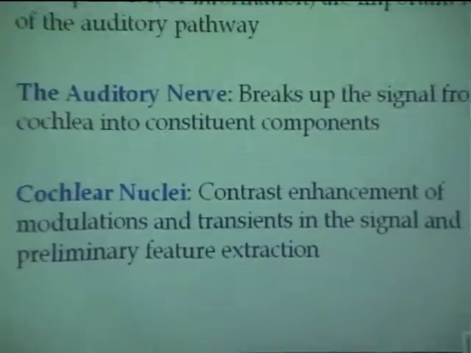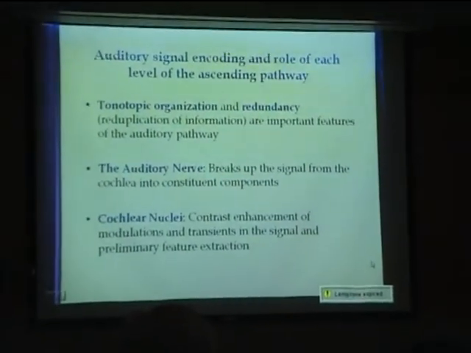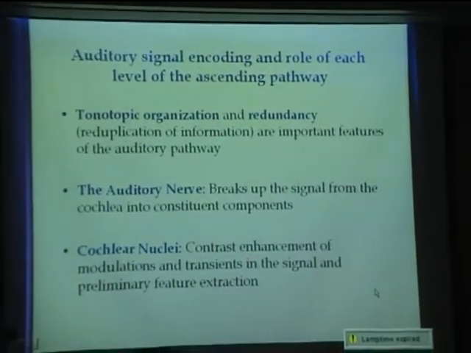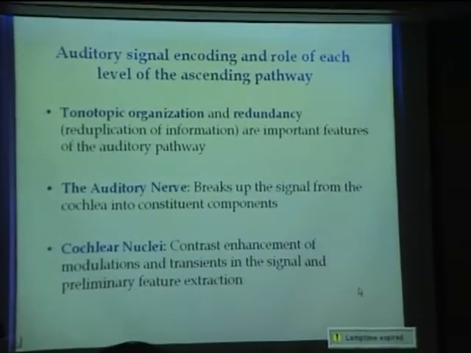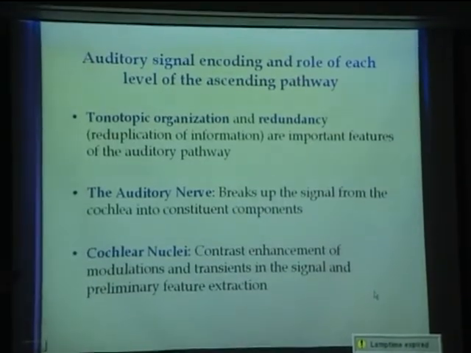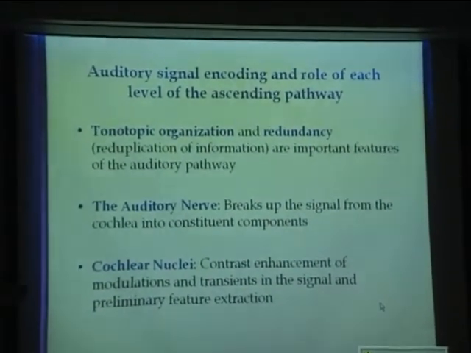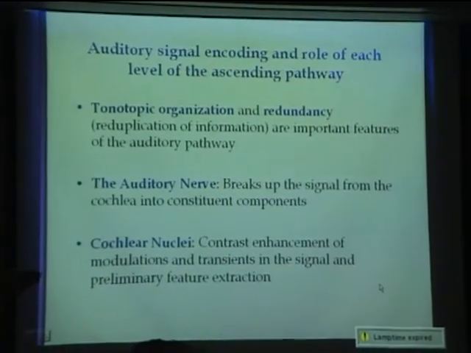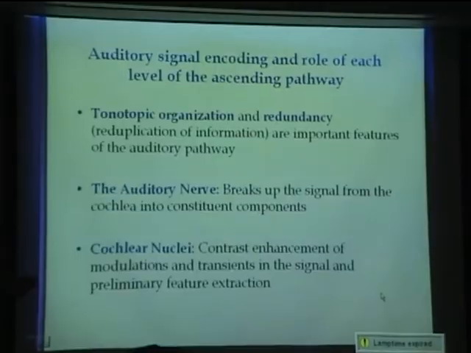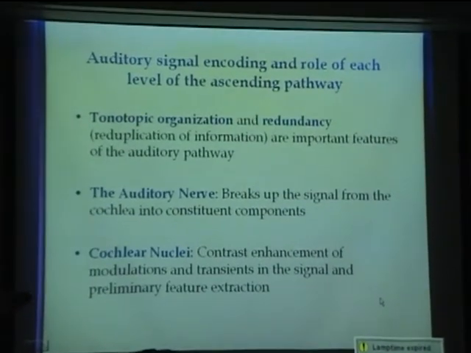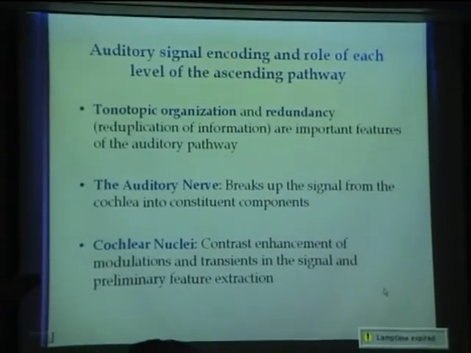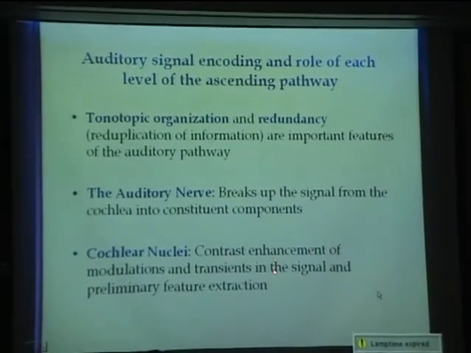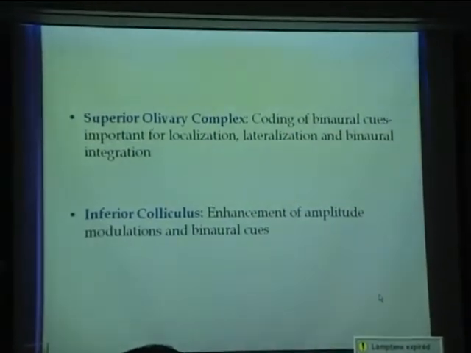So I'm going to again say very briefly about different things that happen in the auditory system. One feature of the auditory system is tonotopic organization. Very important to keep frequency cues intact. Also, there's redundancy. That means if one pathway is affected, there's always an alternative pathway. What the auditory nerve does is just break up the signal into smaller components, because each different neuron is responding to a different frequency. At the cochlear nucleus, you have a further enhancement of all these different contrasts.